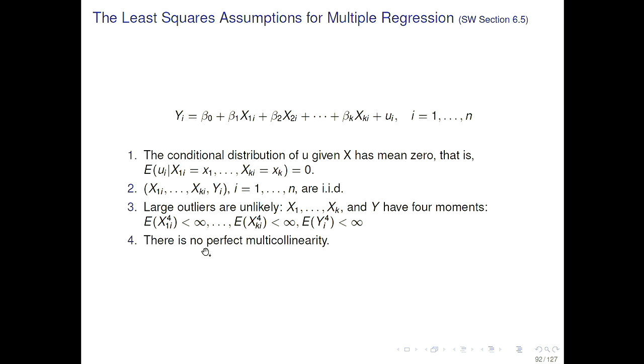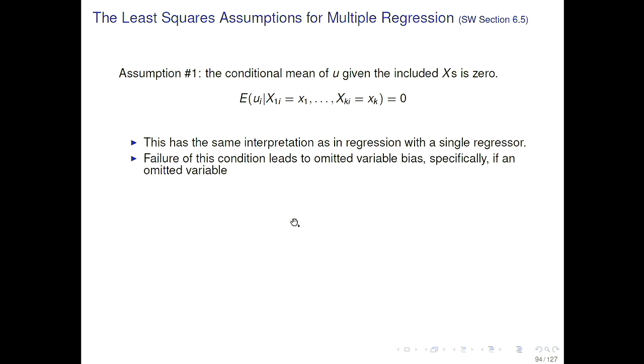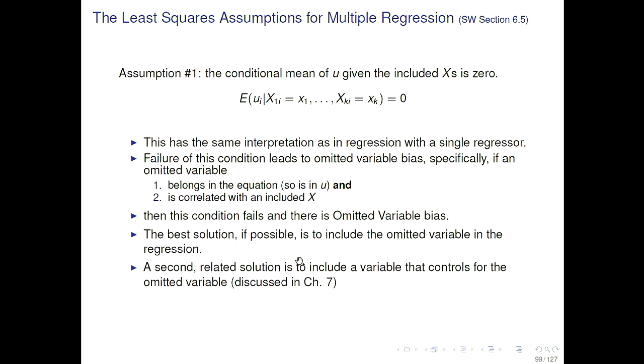The only additional thing is there's no perfect multi-collinearity. So I'm going to talk about perfect multi-collinearity. Let me skip this because this explanation is a repetition of what we have already seen. Assumption 1 is important because without it, we have omitted variable bias. So then we cannot have a consistent and unbiased estimator. We will discuss in more detail the situation where this condition is violated.